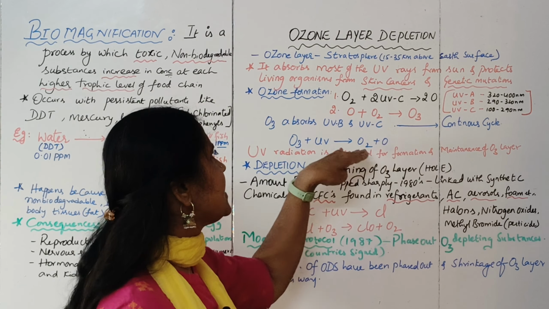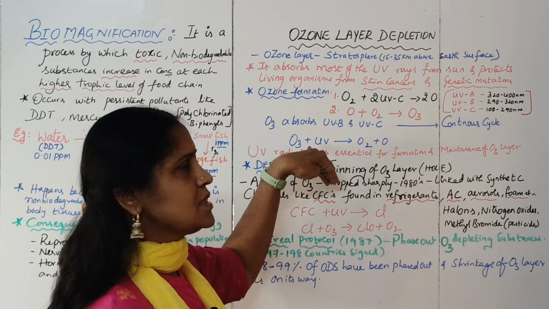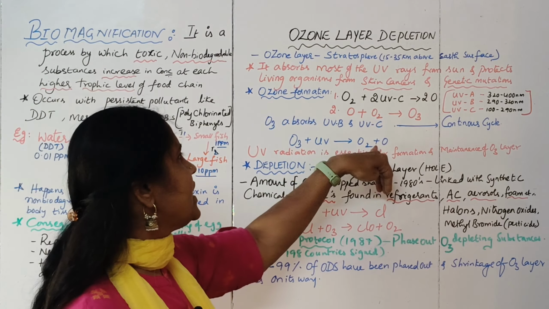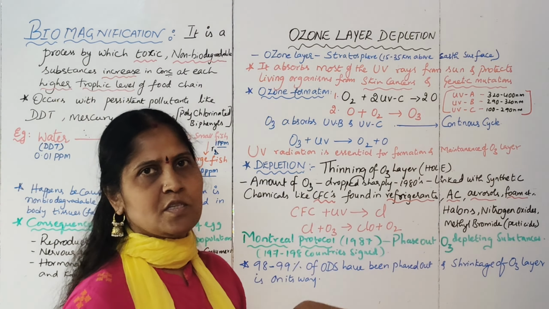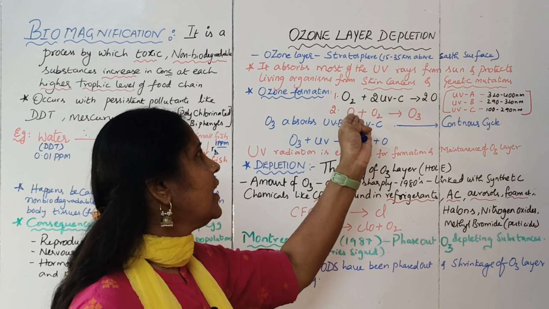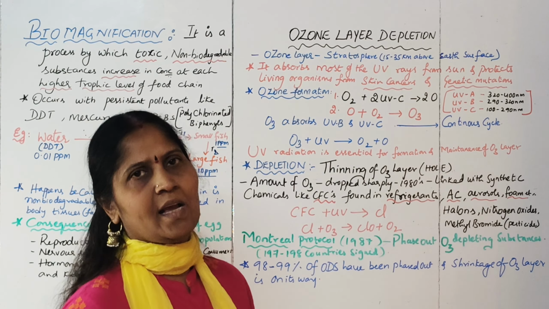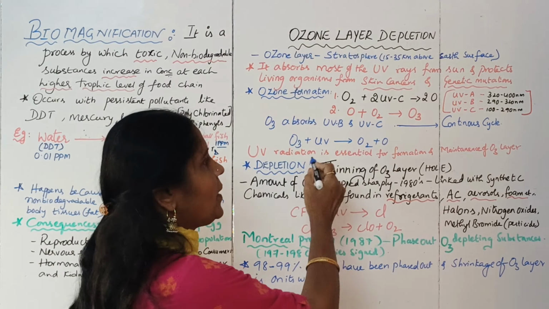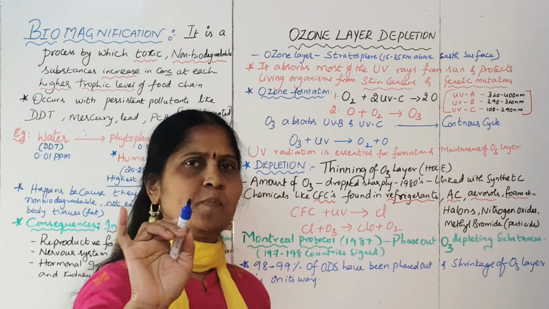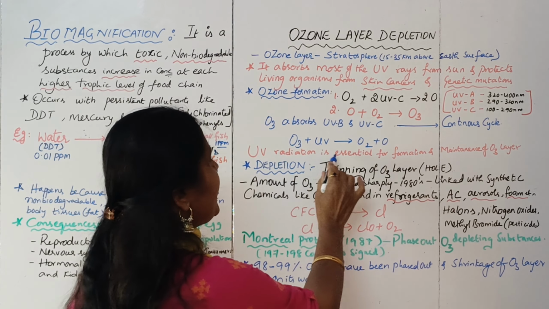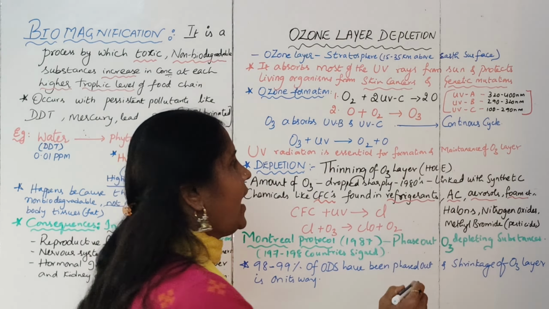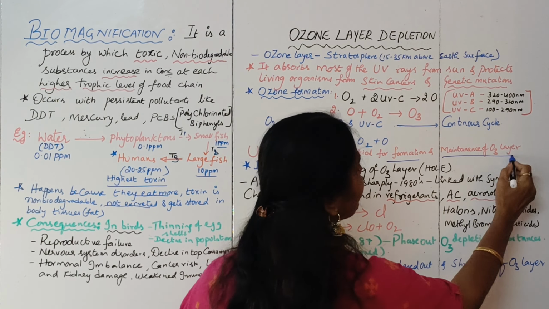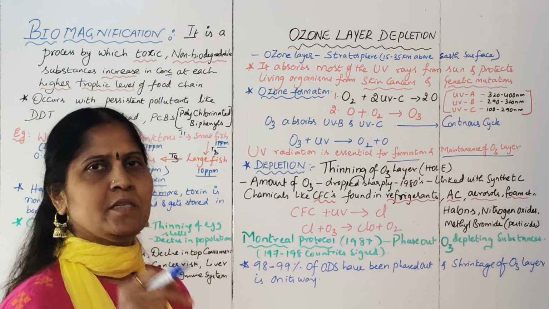And this is a continuous cycle actually. See, the ozone that is formed will combine with UV rays and it will form oxygen molecules and oxygen atom. And again, the process is cyclic. Hope you are understanding. So ozone is formed by ultraviolet radiation and it absorbs ultraviolet radiation. So UV radiation is essential for formation and also for the maintenance of the ozone layer. It is very much essential.